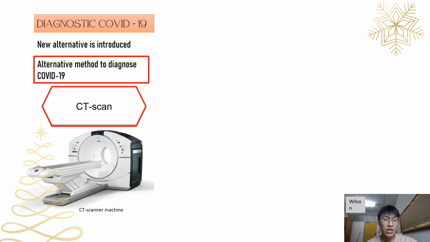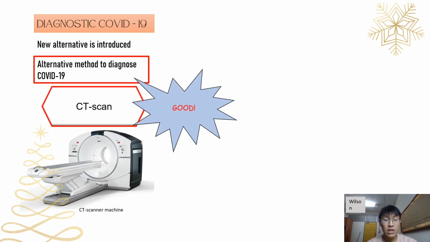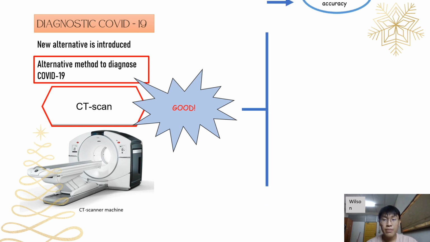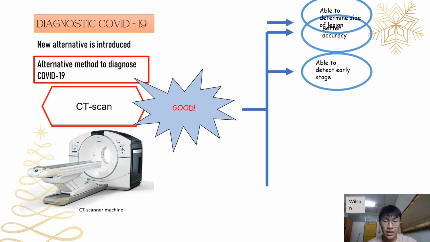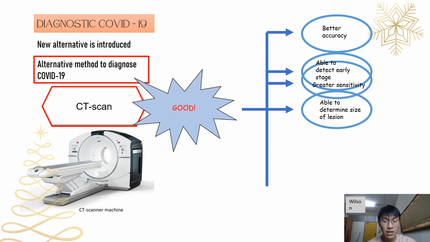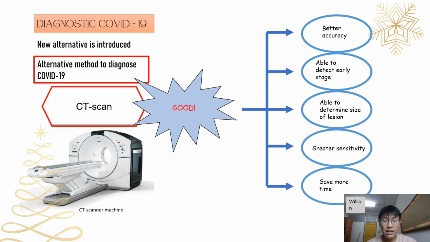As you can see, the CT scanner machine right there, and this method is considered the best method because it has better accuracy and is able to detect early stage COVID-19, able to determine the size of lesions in our lungs, and it has greater sensitivity, and lastly, it saves more time compared to the RT-PCR method.